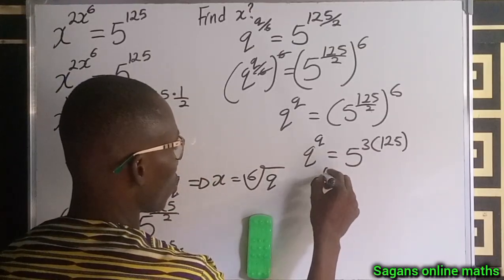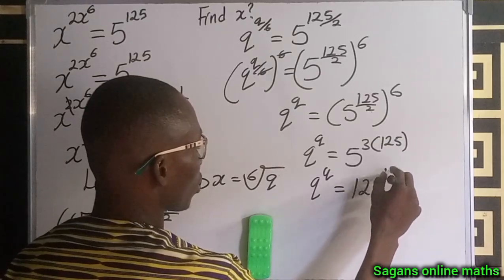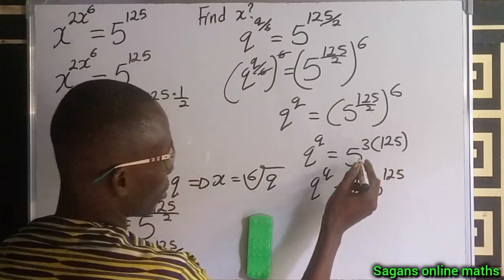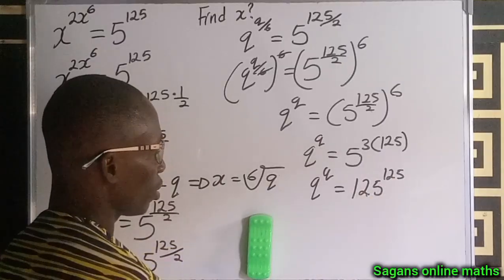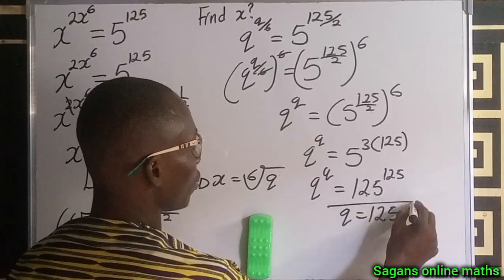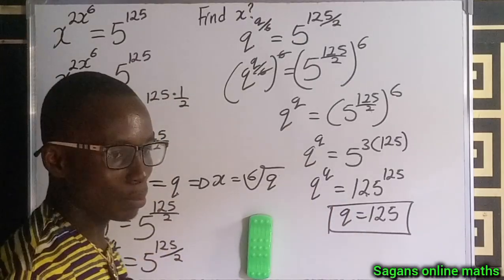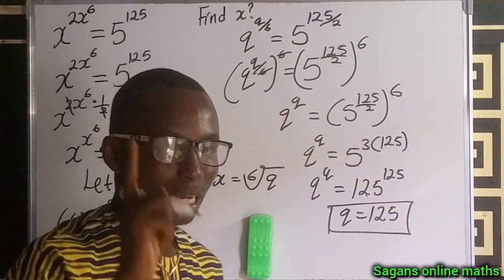So now this is q to the power q is equal to 125 to the power what? 125, as you can see. 5 to the power of 3 is 125, so 125 to the power of 125. So you can see that q is equal to 125. This is the value of q. But remember, we are not asked to solve for q. We are asked, what is the value of x?